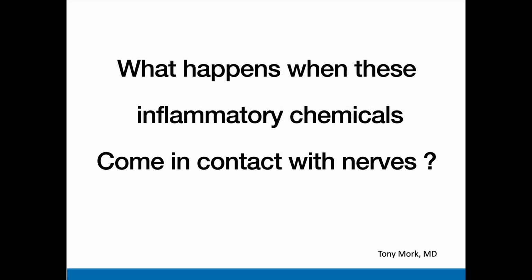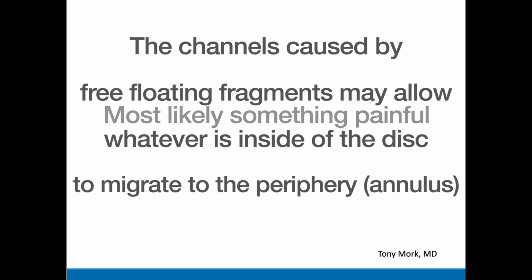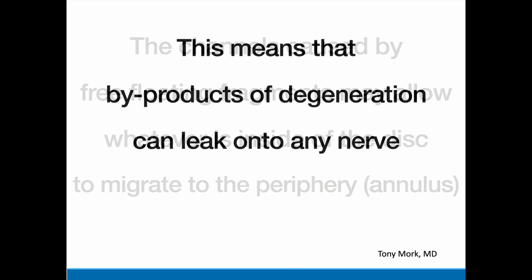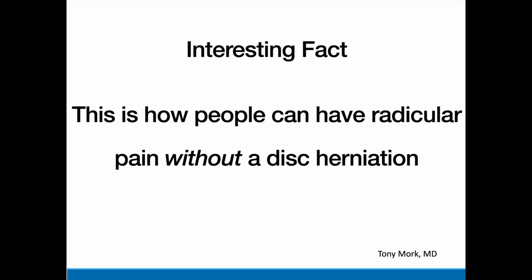What happens when these inflammatory chemicals come in contact with nerves? Most likely something painful. These channels caused by free-floating fragments may allow whatever is inside the disc to migrate to the periphery and out through the annulus. This means that byproducts of degeneration can leak onto any nerve, and that includes both sensory nerves, motor nerves, and sympathetic nerves. And this is what gives these people such a confusing history oftentimes when talking to them.